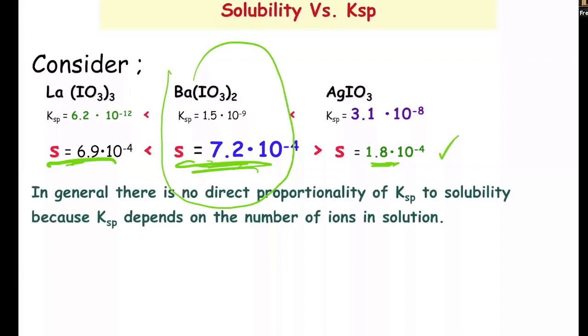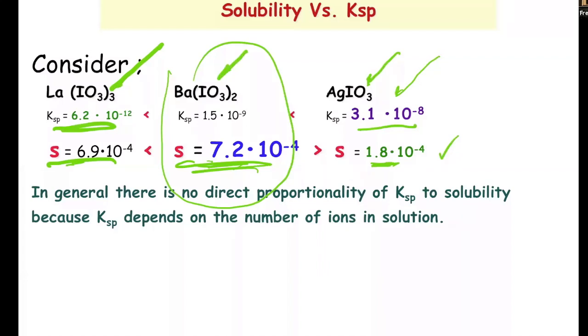So the reason why at first glance you might assume that this was the most soluble is because, remember, K equilibrium is an indicator of efficiency. Well, 3.1 times 10 to the minus 8 is a bigger number than 6.2 times 10 to the minus 12. So you would expect silver iodide, that reaction, to be more efficient. But it's not, because this thing only breaks up into 2 ions, whereas this breaks up into 4 and this breaks up into 3. You actually have to work out the math.